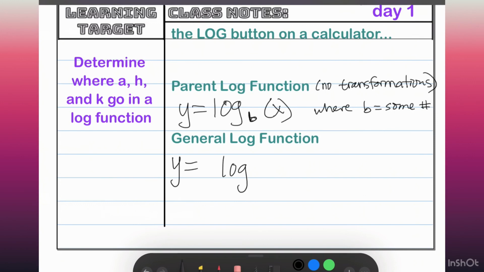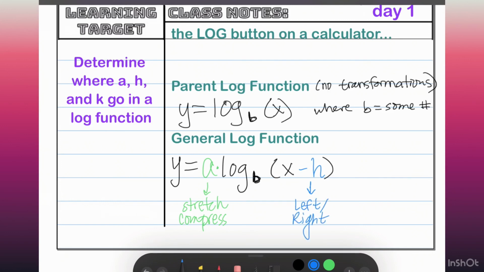Our general log function is now with our a, our h, and our k. So I'm going to start the same, log base b of x, and then I'm going to go ahead and add my a value, which we know will stretch or compress my graph. I've got my h value, which is always subtracted from my x, and that moves it left and right. And then as a reminder, it is always the opposite direction as what it seems. So x plus something means to the left, x minus something means to the right. And our plus k on the outside is our up and our down.